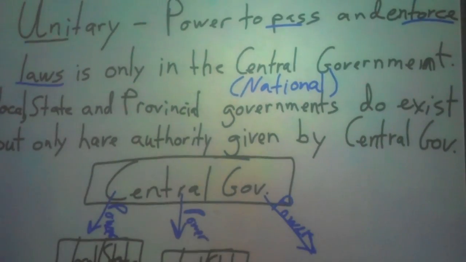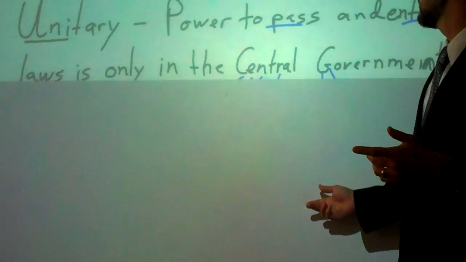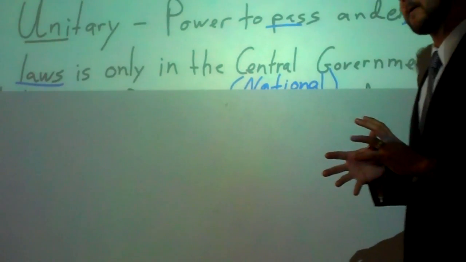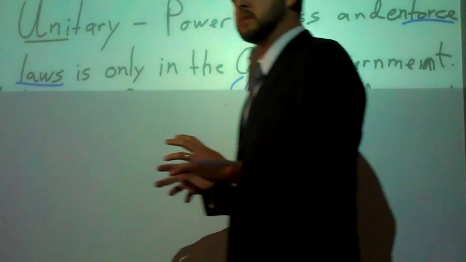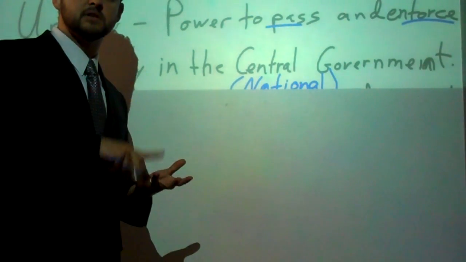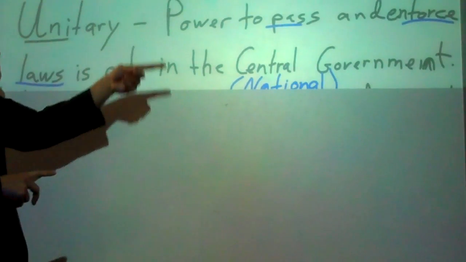So here are some notes for you to take. The first way that governments distribute power that we study in social studies is called unitary. Unitary means power to pass and enforce laws is only in the central government. So the power to make laws and tell the rest of the country's governments what to do, like the cities and the states and the provinces, it's all in the central government.